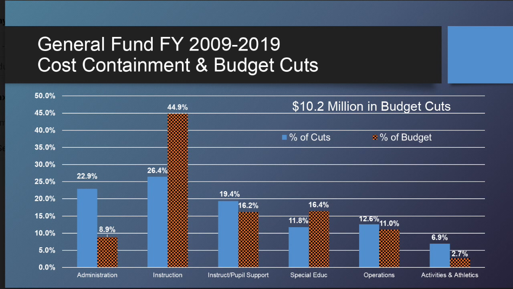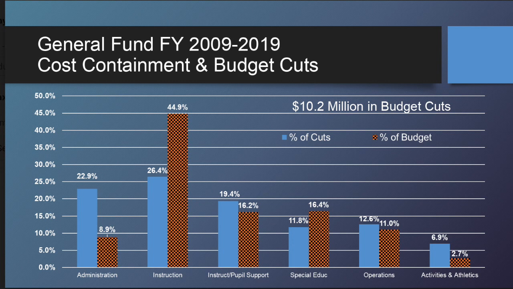So you saw this slide before, but I'll review it again. Since the 2008-09 school year, the school district has made budget cuts and contained cost. During this 10-year period, the school board worked hard to keep cuts away from the classroom. In the slide, you see two bars. The blue bar represents the percent of cuts made in each area.